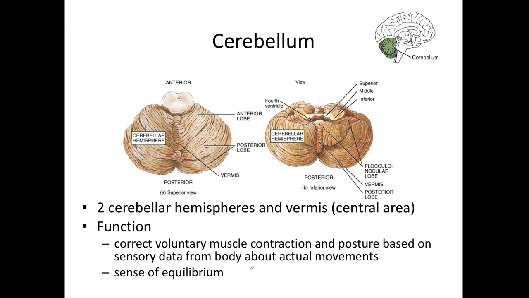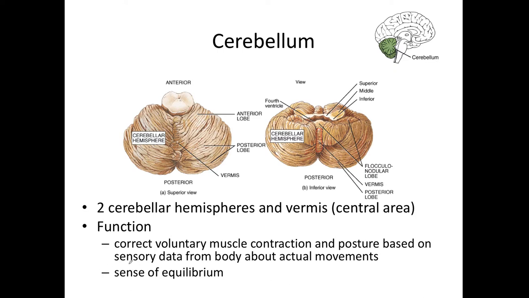So we discussed the cerebellum a little bit already when we talked about the wobble kitties, of course. So it corrects voluntary muscle contraction and posture based on sensory data from the body about actual movements. So an easier way to say that is it compares your intended motion, the one you mean to do, with what's actually happening. And if there's a discrepancy between the two, the cerebellum will allow you to make adjustments so that your motion is smoothed out.